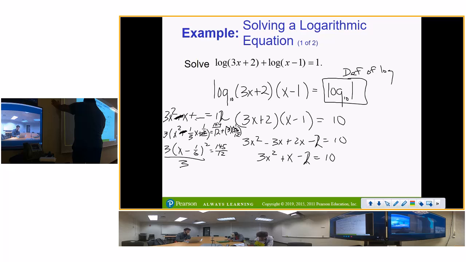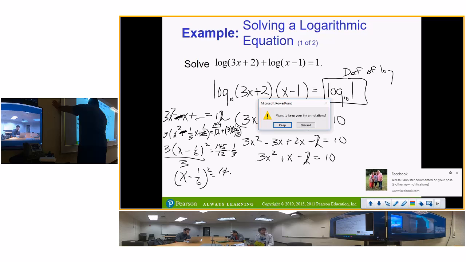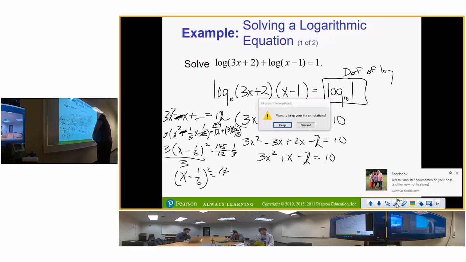Divide by 3, which means you'll multiply by 1/3. X minus 1/6, quantity squared, is equal to 145 over 36.